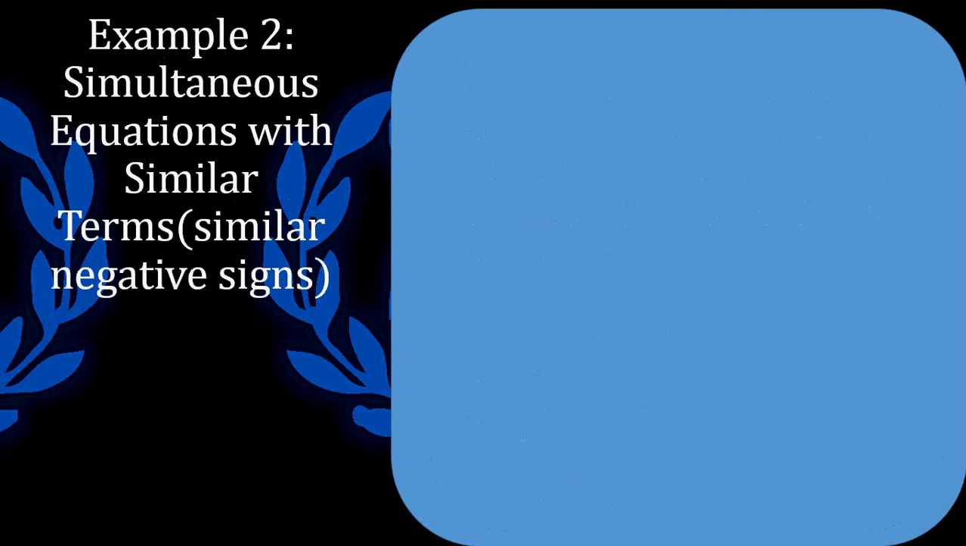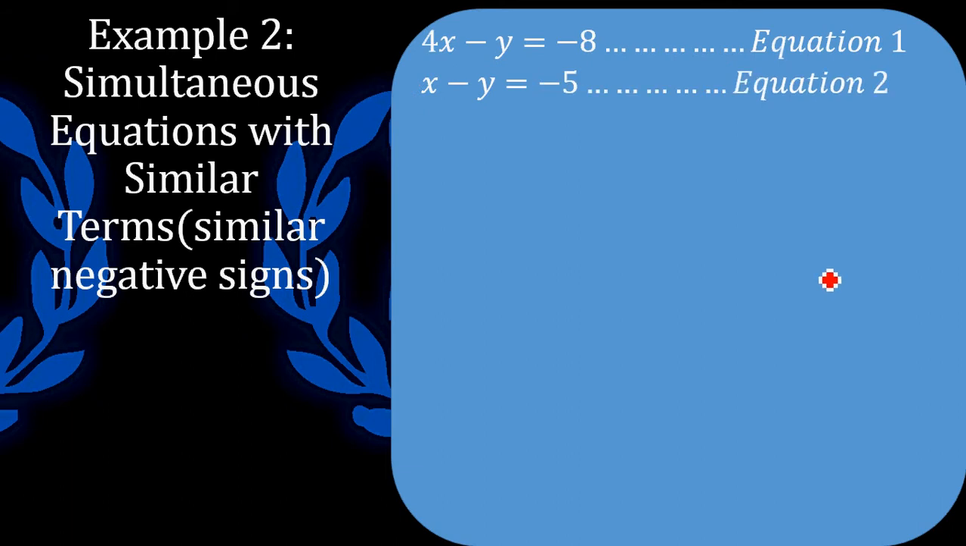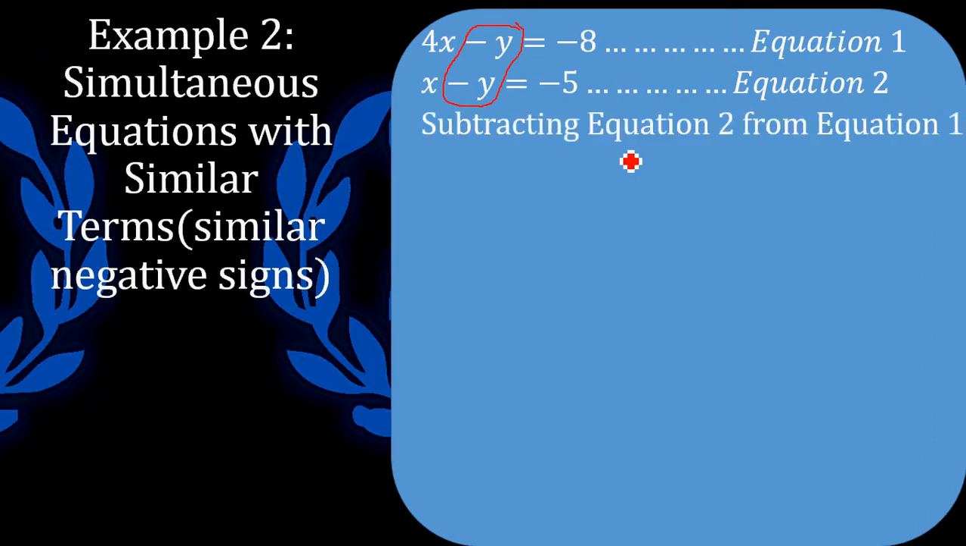In example number 2, what we're going to be looking at is similar negative signs. Notice again, I have my two equations labeled, and I have my 4x minus y and my x minus y. And the negative sign is the same in both of these instances here. When I subtract them from each other, I would get something looking like this. Again, notice my left hand sides is what's subtracting and my right hand sides is what is subtracting.